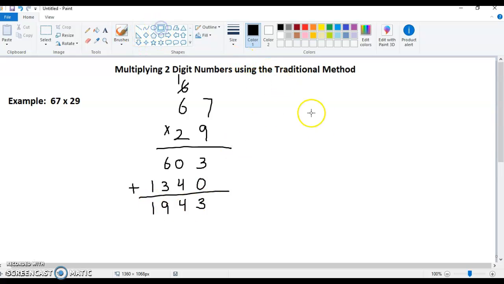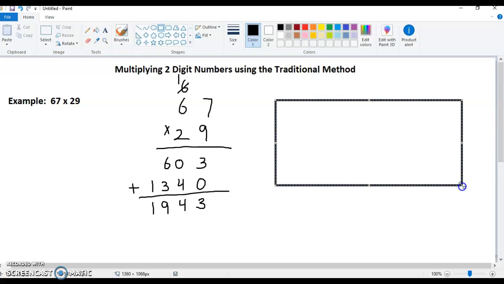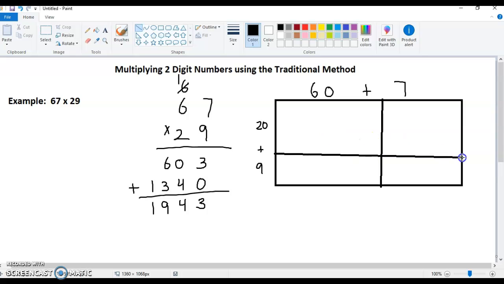And if I wanted to prove what I just did, I could draw an area model. I could have 60 plus 7, and I could have 20 plus 9. And I can split my area model, just like we did in the previous example. And I could go 60 by 20. And I know that 6 times 2 is 12.